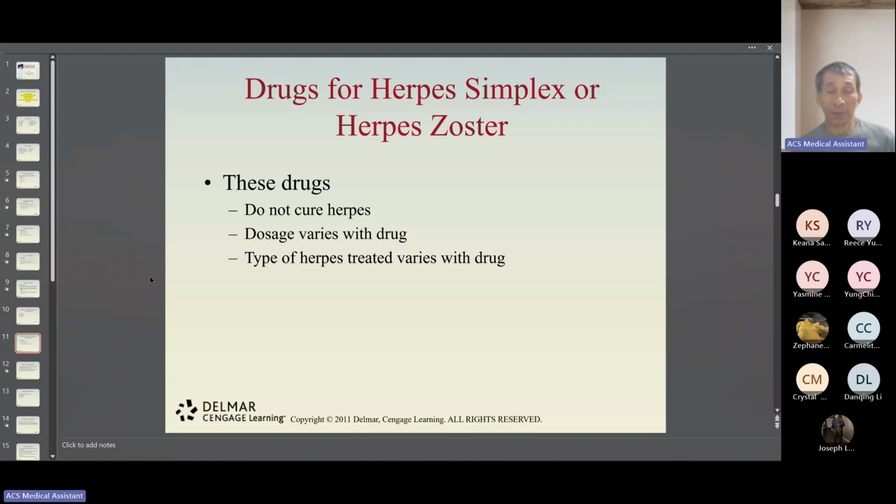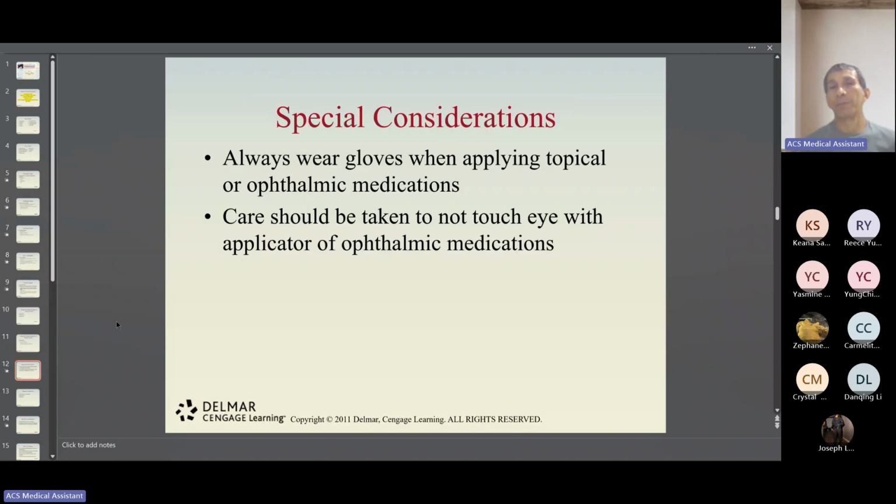Because remember, these are blisters. These are superficial. But there are different types of herpes, so the amount of medication applied varies depending on the type of herpes that you develop. So take home point right here: herpes does not have a cure, remember. Always remember that because that's a question for the exam.